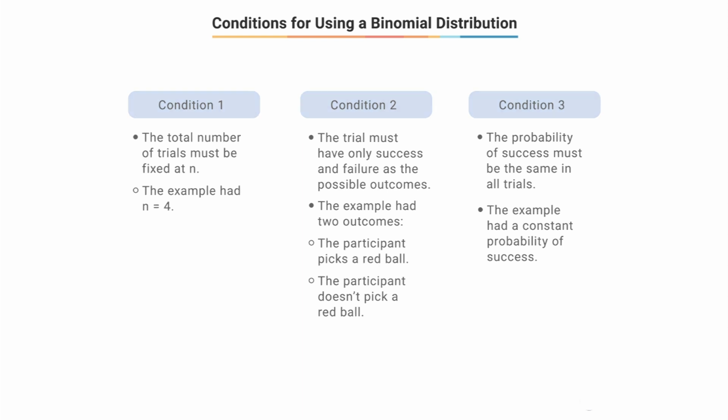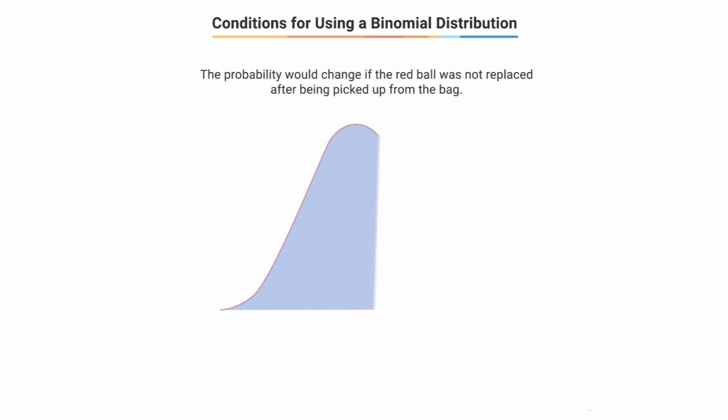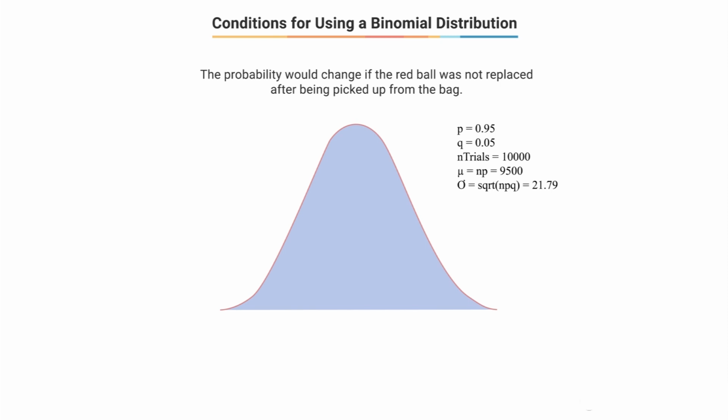Suppose we had taken the same scenario and had not been replacing the red ball after picking it out the first time, then the probability would change when the participant would try to pick the second red ball. In that case, we would not be able to apply the binomial distribution.